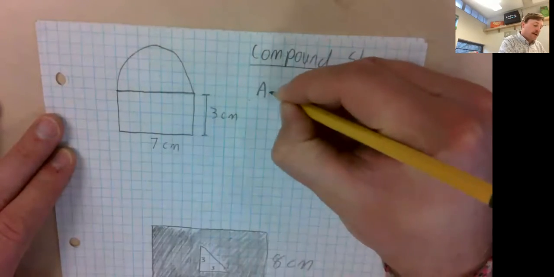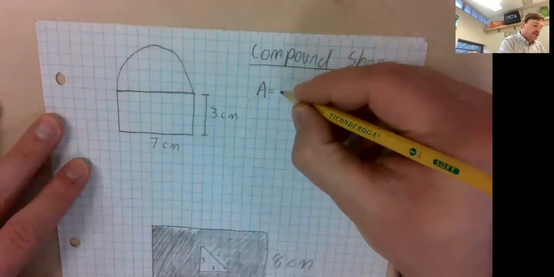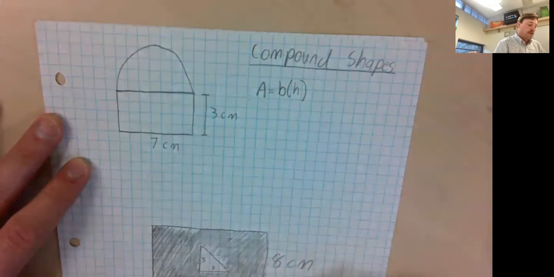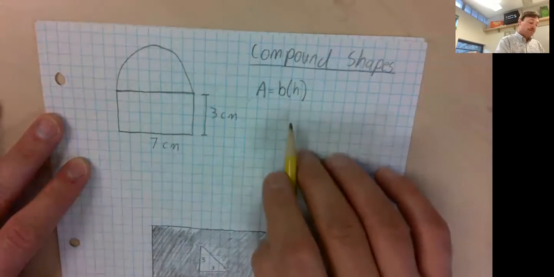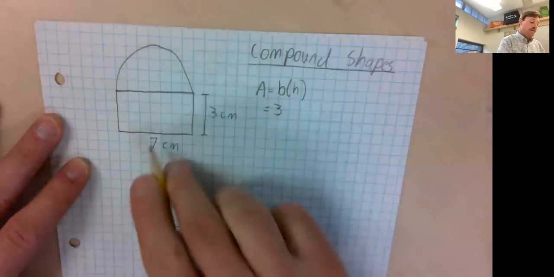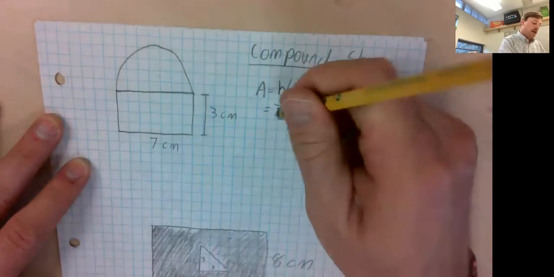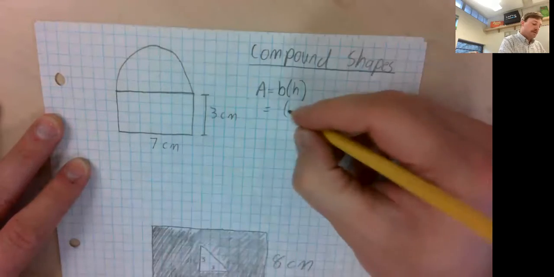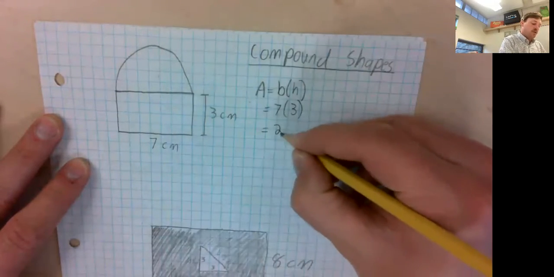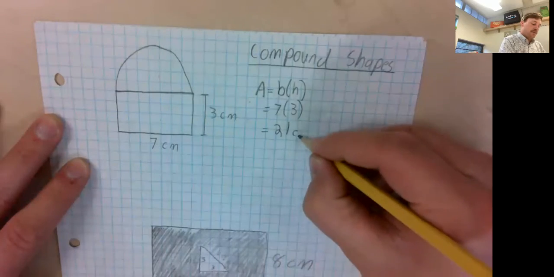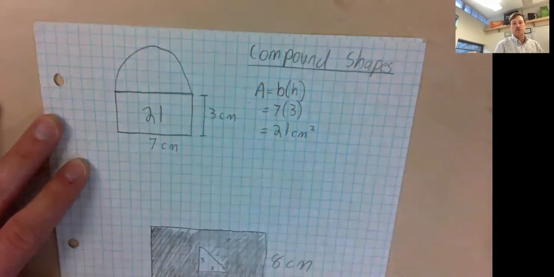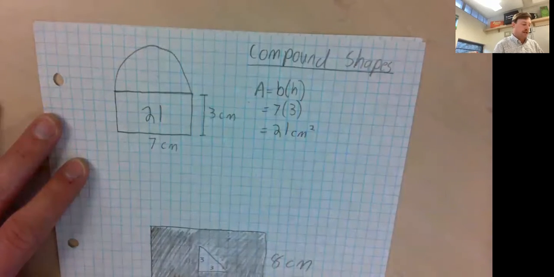We know that the area of a rectangle is just base times height. Our base in this case is 7 and the height is 3. And that's going to give me 21 centimeters squared. So the rectangle here is 21 centimeters squared, something we're used to seeing here.